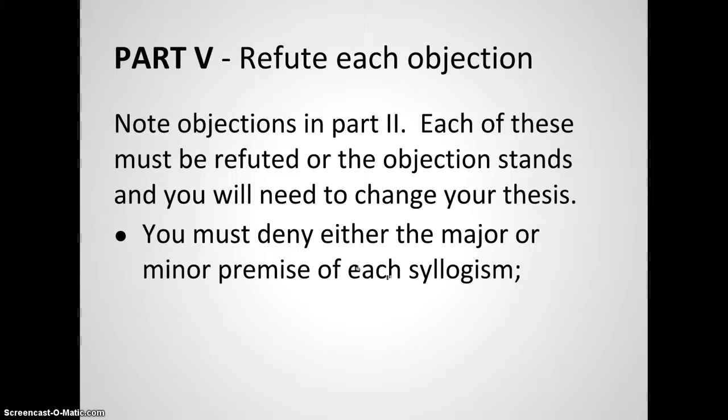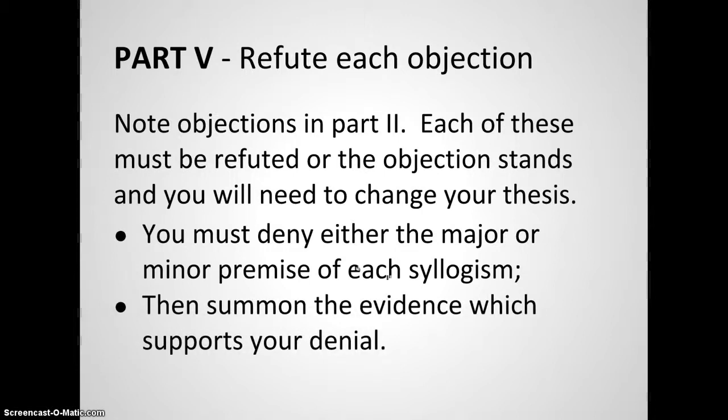You look at the syllogism and you look at the major premise or the minor premise. Now, you will agree with one of the premises. One of the premises you will find that you agree with. You'll say, yes, that is correct. However, one of the premises, either the major or the minor premise, you will disagree with, and you will dispute that. So in Part 5, where you're refuting these objections, you will state that. You will say, I dispute or I deny the major or the minor premise. And then you will summon evidence in a brief paragraph after that denial, where you will summon the evidence that supports your assertion.